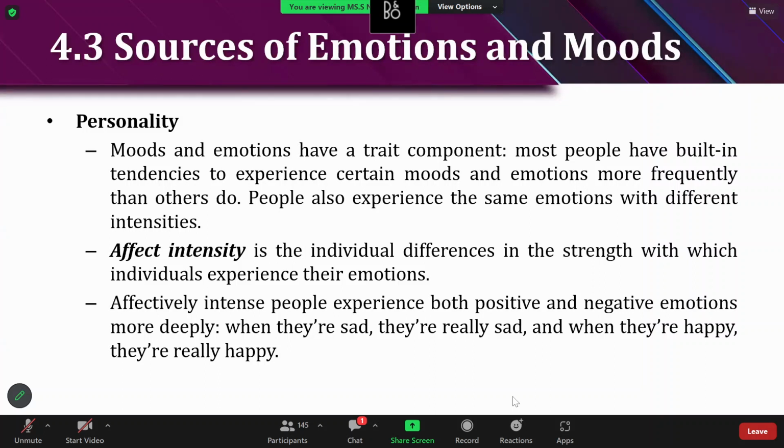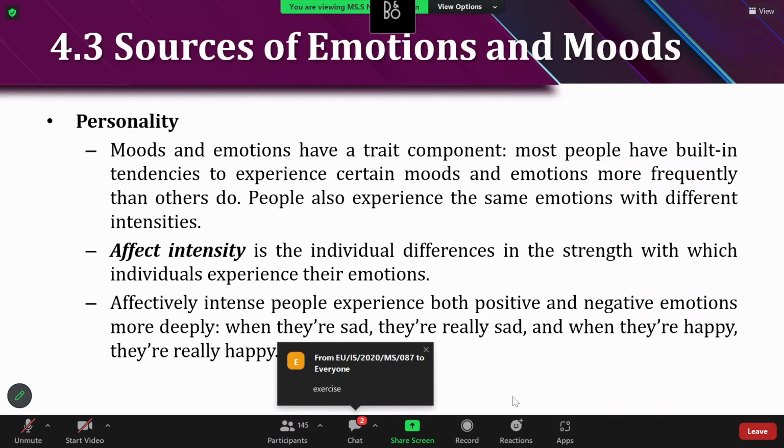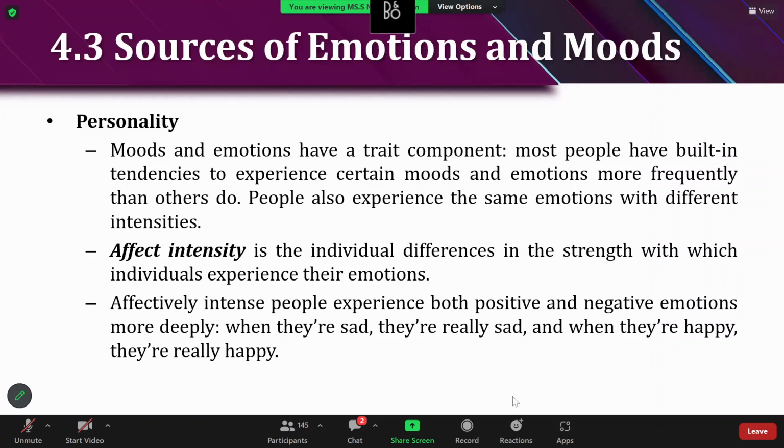So one such factor is personality. Personality is a built-in one. When you are born and when you grow up in your society, you develop your personality. Some people are really aggressive, and some people are really calm. They are really soft, and they always talk to people and treat others with respect. Those kinds of things are there.